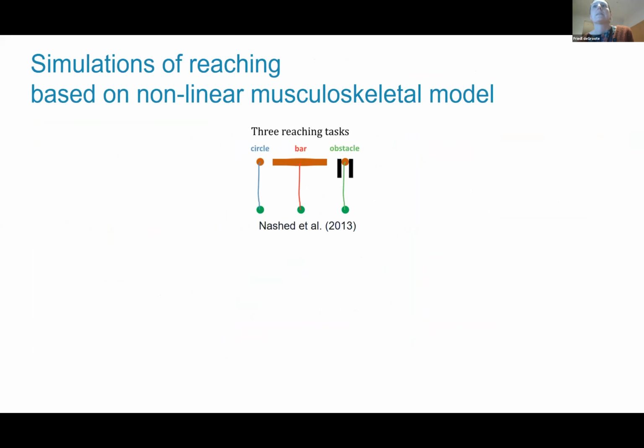In simulation. Subjects reached to a circular target, to a bar, and to a circular target through an obstacle. Some of those reach movements were perturbed, showing the feedback control. Nashed et al. also performed optimal control simulations based on a point mass model.